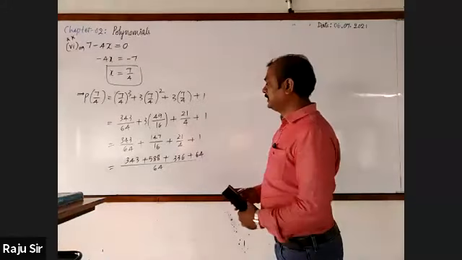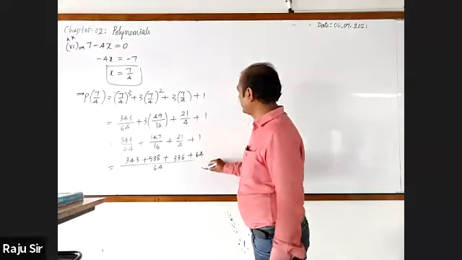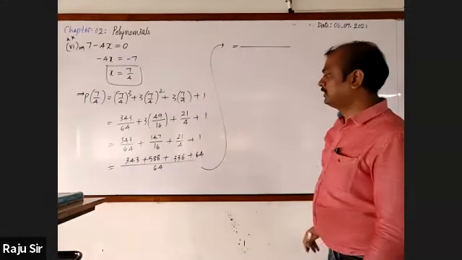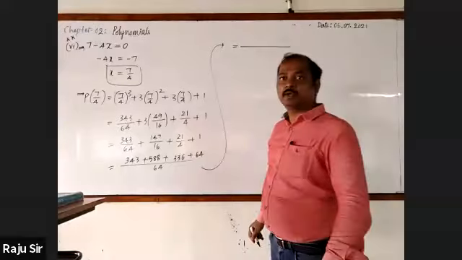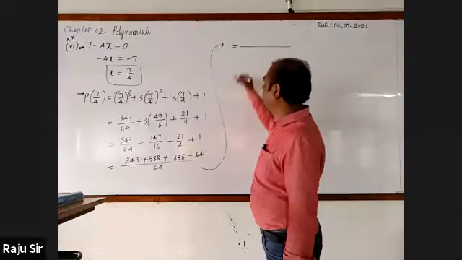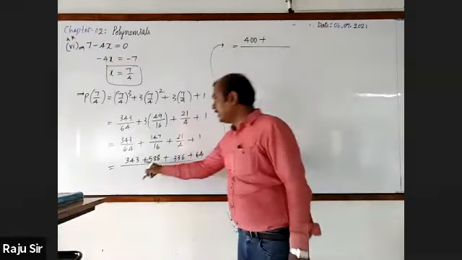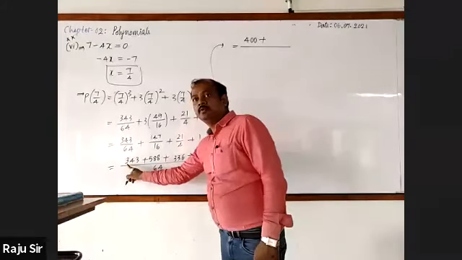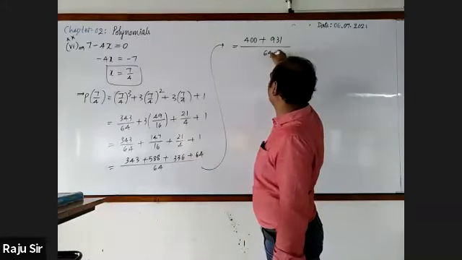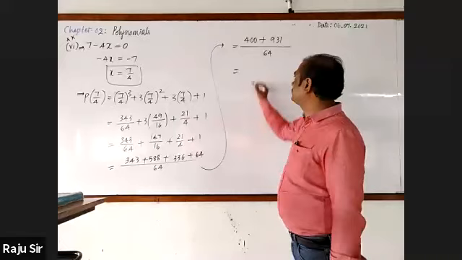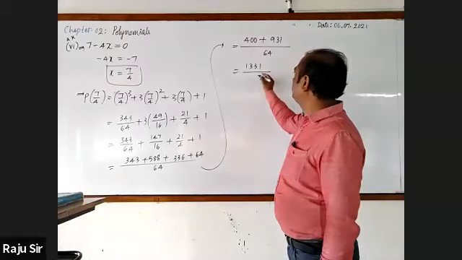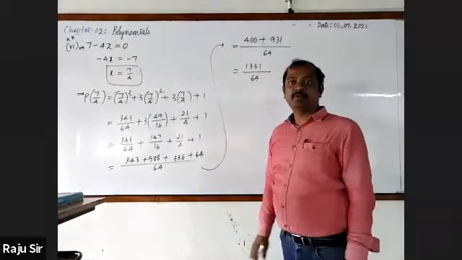Observe here. 336 and 64, how much? 400. Add these two: 588 plus 343 is 931. So 931 plus 400 by 64, how much? 1331. So 1331 by 64.